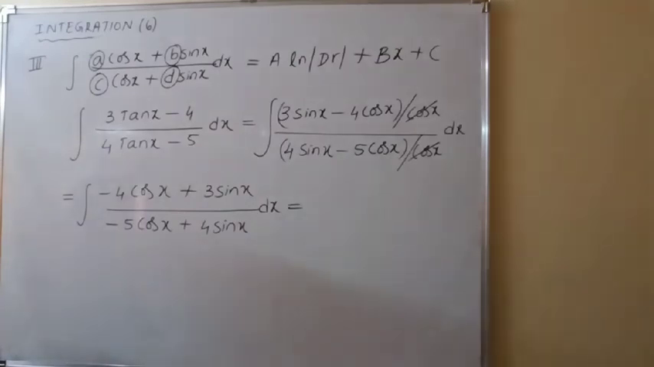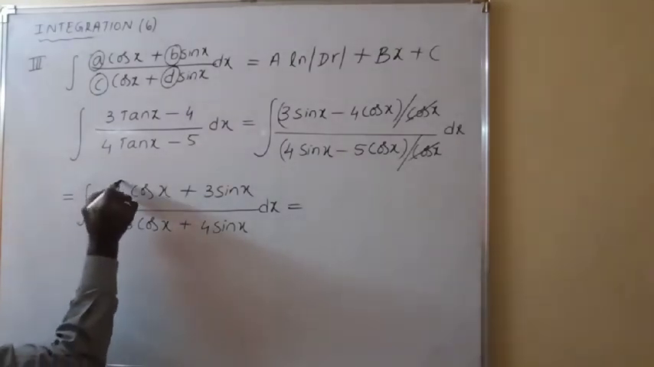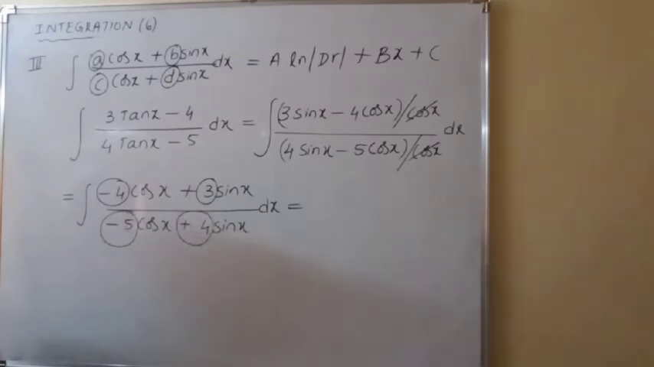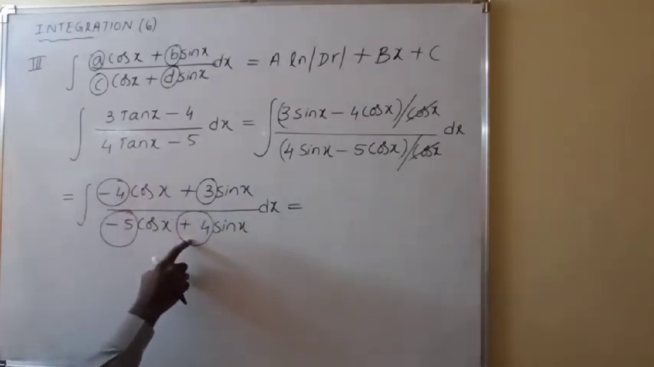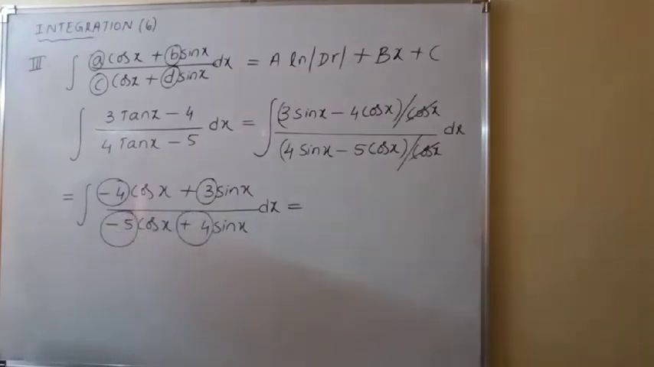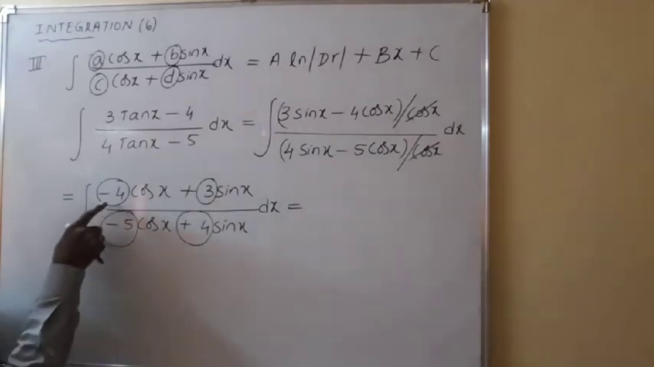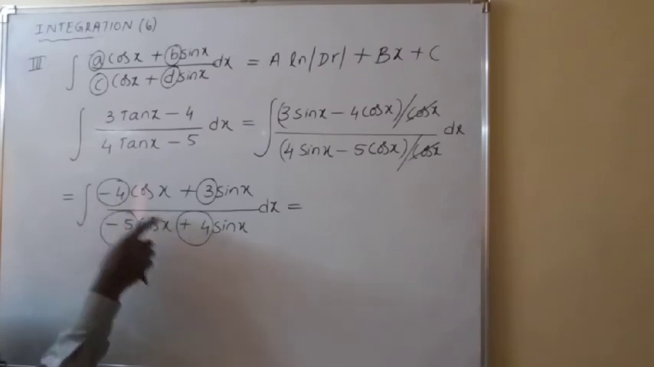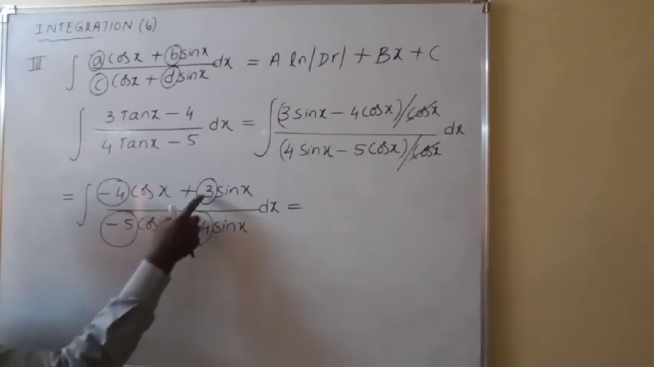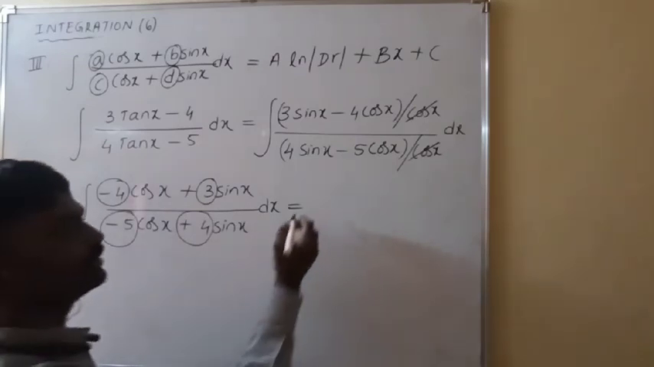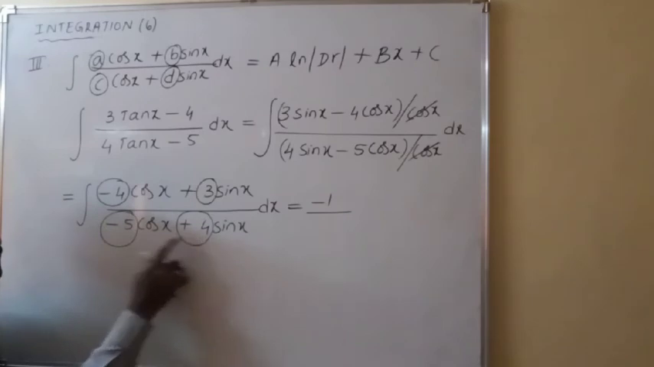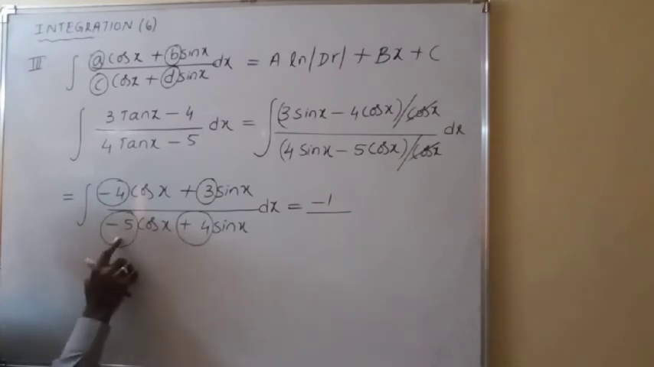Now apply that formula. So these are the coefficients now: minus 4, plus 3, minus 5, plus 4. Cross multiplication: minus 16 plus 15. Correct? Cross multiplication, just like determinants, A, B, C, D is there, AD minus BC. So minus 4 into plus 4 is minus 16, minus of minus 15 is plus 15. So minus 16 plus 15 is minus 1, divided by C square plus D square.